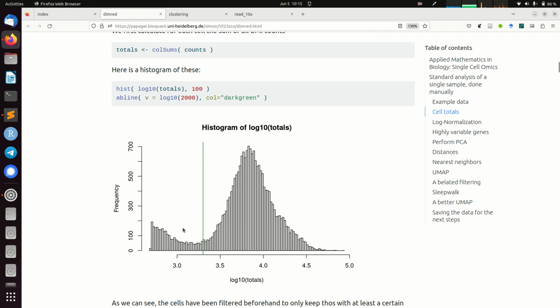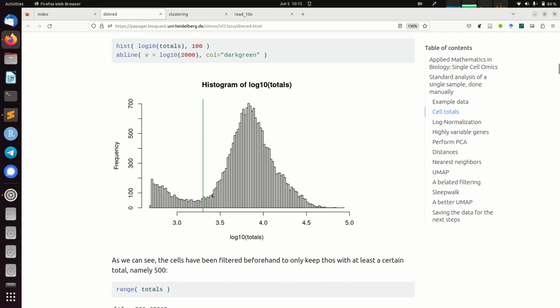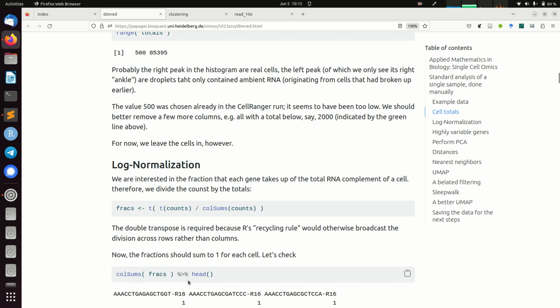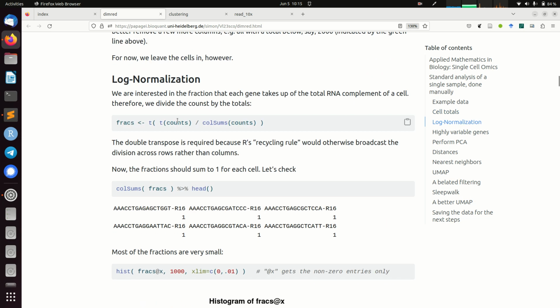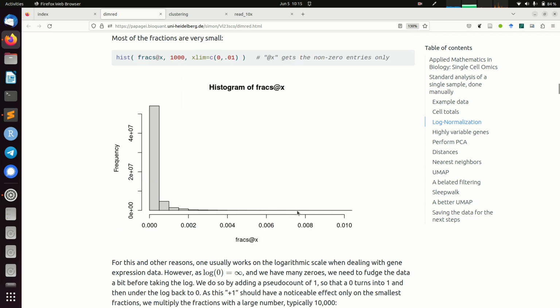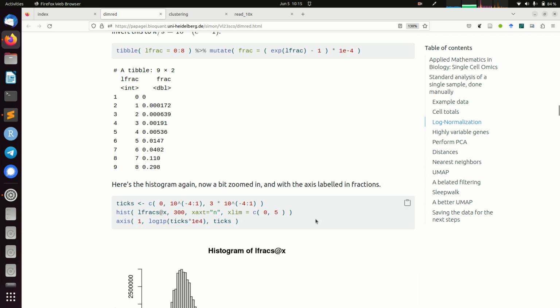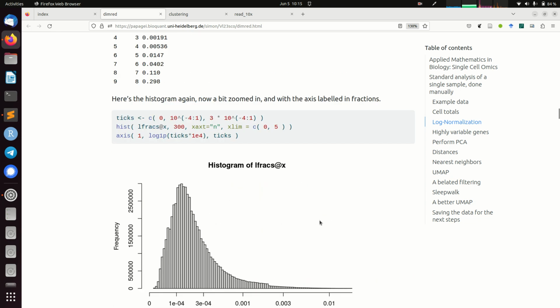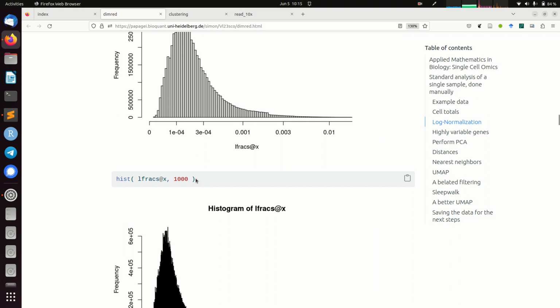And this total here, you see here, and we've said back then that this must be the real cells, and this left peak, which has been cut off by the filtering, that must be just the empty droplets which contain some ambient RNA, and we've cut here at the green line. And when we normalize by dividing each count value by the total count of a respective cell, so that we change it from counts into fractions, which sum up to one, as you've seen here. And then later, we took a logarithm of these plus one.